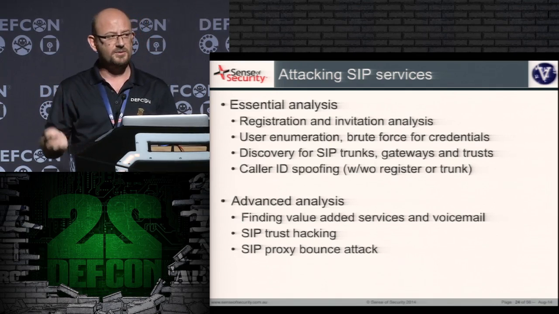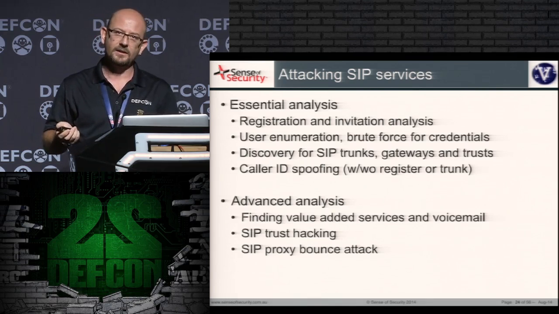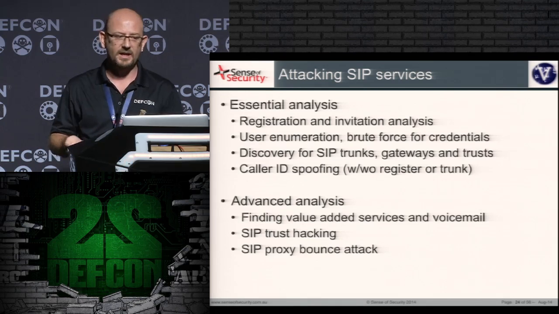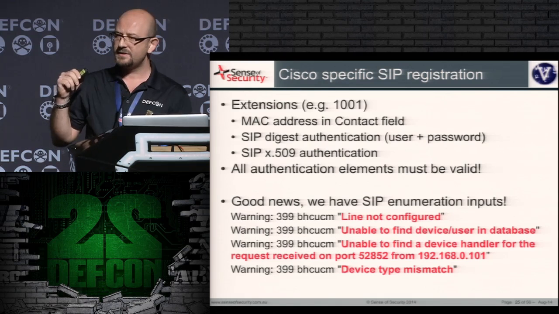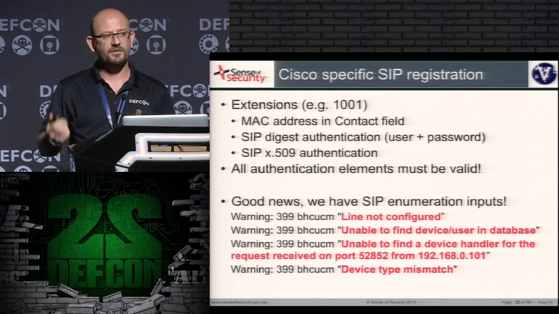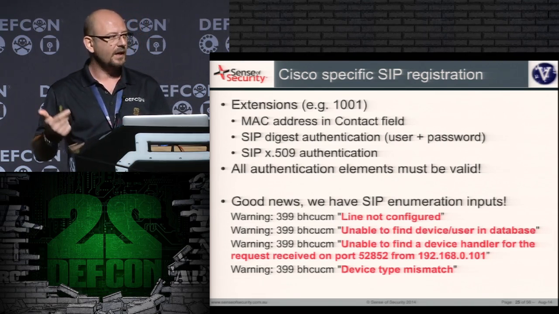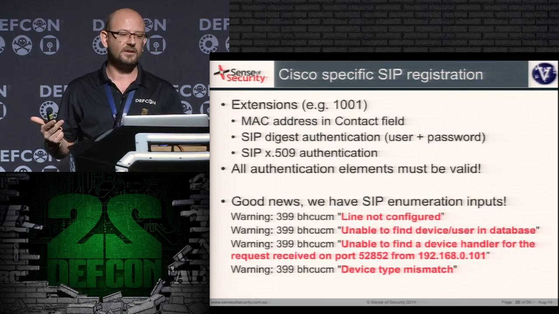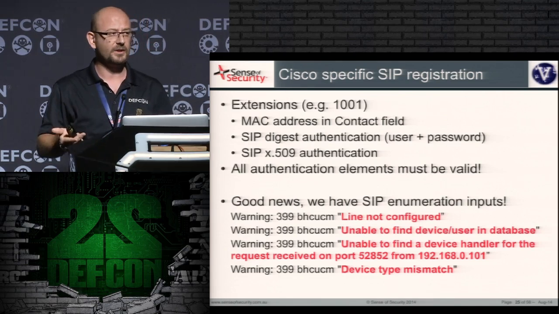We talked about SIP service attacks last year, and I demonstrated a few advanced attacks, such as the proxy bounce attack and trust hacking. But the thing is, Cisco SIP authentication is somehow different. It needs a MAC address, device type, and extension. All three of them must be valid to authenticate you as a phone.